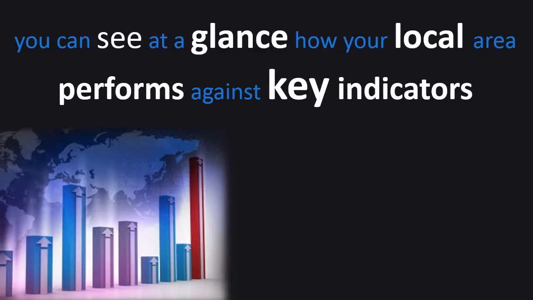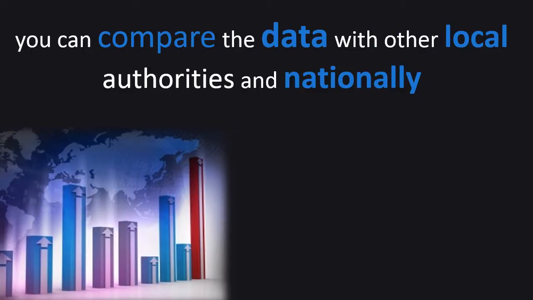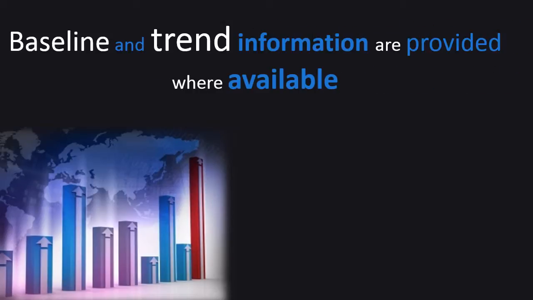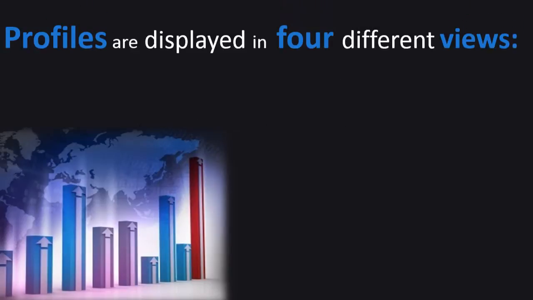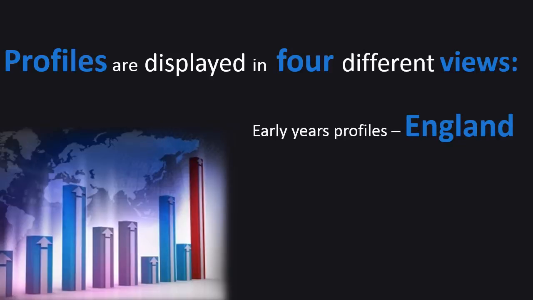Using the profiles, you can see at a glance how your local area performs against key indicators. You can also compare the data with other local authorities and nationally. Baseline and trend information are provided where available. The early years profiles are displayed in 4 views. Firstly, the Early Years Profiles England, which shows national trend and baseline information.